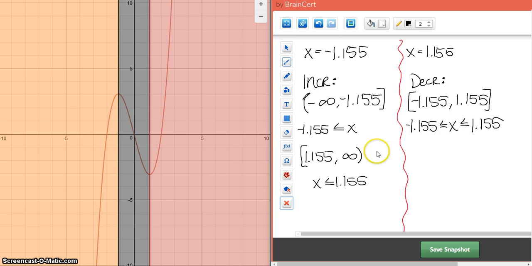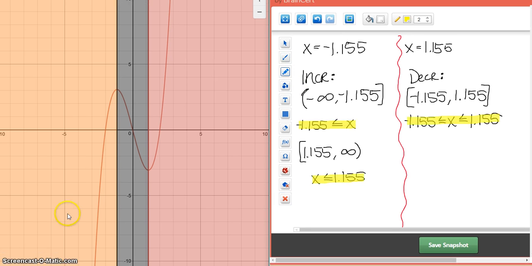I don't have anything else to write for decreasing, so let me see if I can highlight my answer in any way. Okay, there are my three answers, and they're labeled based on what type of interval they are. Hopefully, this is clear for you. So, just in case, I'm going to do one more example.